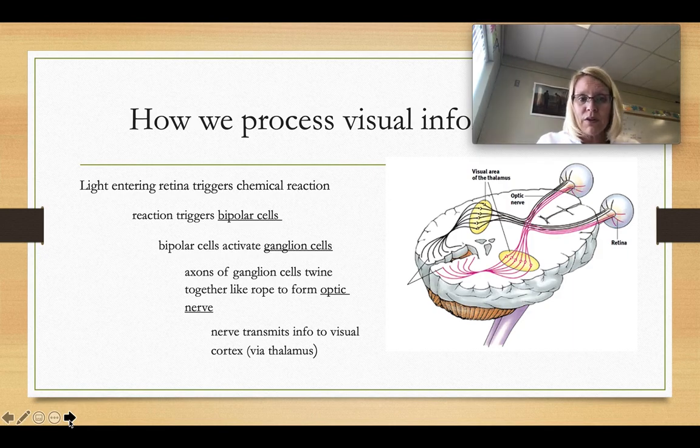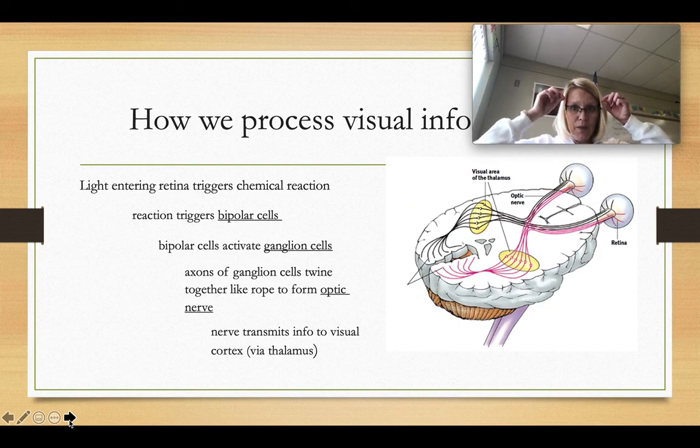Then the bipolar cells activate ganglion cells. Once again, another type of neural retinal neuron. The axons of the ganglion cells, and can you see that? They kind of almost twine together to form what's called an optic nerve. It's almost like a rope-like structure that is formed from the ganglion cells when they form the optic nerve.